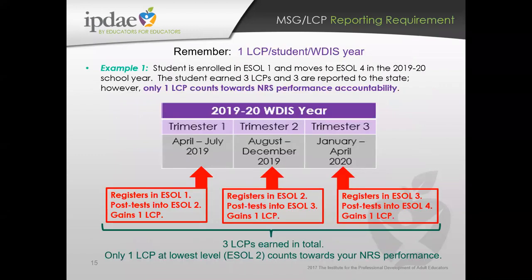Here's a visual of the first example. The student moves from ESOL 1 to ESOL 2 to ESOL 3 within the same WITIS year. So he earns 3 LCPs, 1 from ESOL 1 to 2, 1 from 2 to 3, and 1 from 3 to 4. Only 1 LCP at the lowest functional level, which is ESOL 2, counts towards your NRS performance.